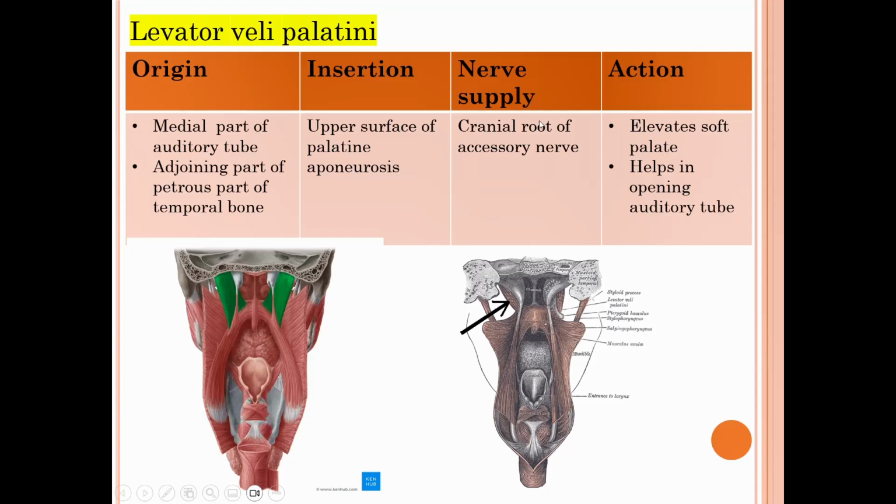Okay, here, and levator veli palatini is supplied by the cranial root of accessory nerve. Remember, accessory nerve is the 11th cranial nerve. What does it do? It elevates the soft palate, and this also helps in opening of the auditory tube.